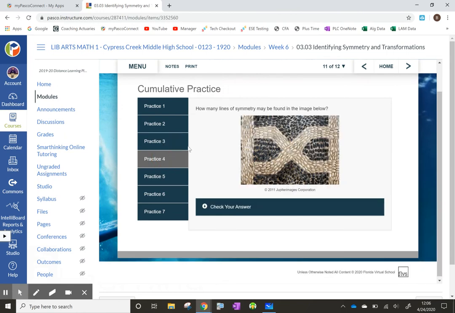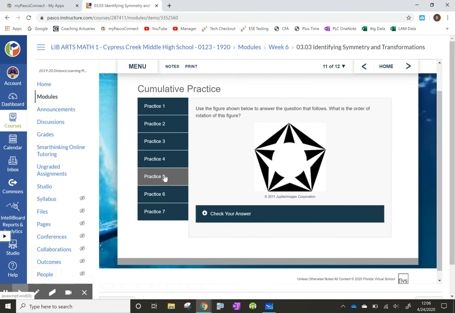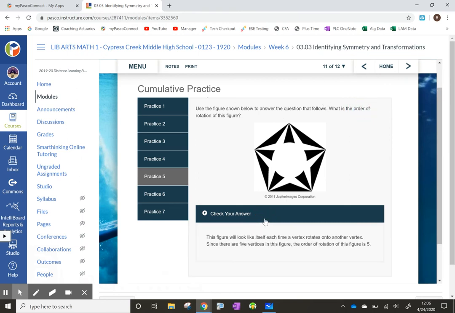How many lines of symmetry can be found? I'll leave you guys that one. Again, it asks, what's the order of rotation? So notice the tips here. There are 5 points. Okay, it's not asking for angle of rotation, it's asking for order of rotation. So yeah, since there are 5 points, the order of rotation is just 5. But if you wanted to find the angle of rotation, you would take 360 and divide it by 5 to get the angle of rotation, which I believe would be 72 degrees. But it's not asking for that, so don't worry about it.